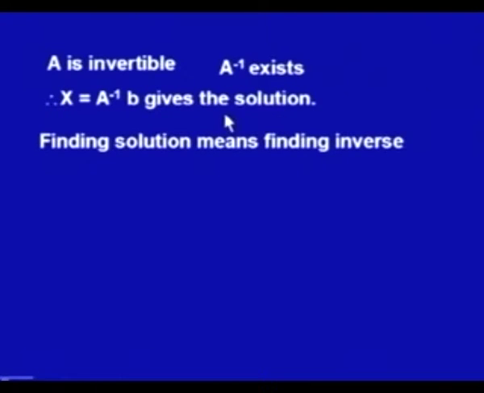Now, this simply means that finding the solution means finding the inverse of the given matrix A. So, if the solution is to be obtained, then we have to first obtain A inverse, and then A inverse multiplied by b is the solution of the given system.